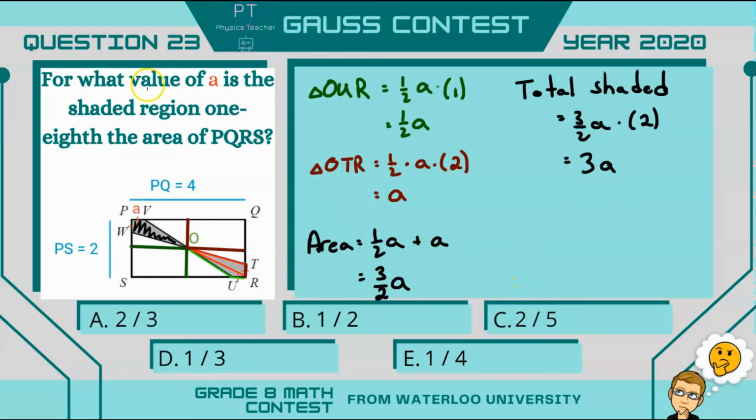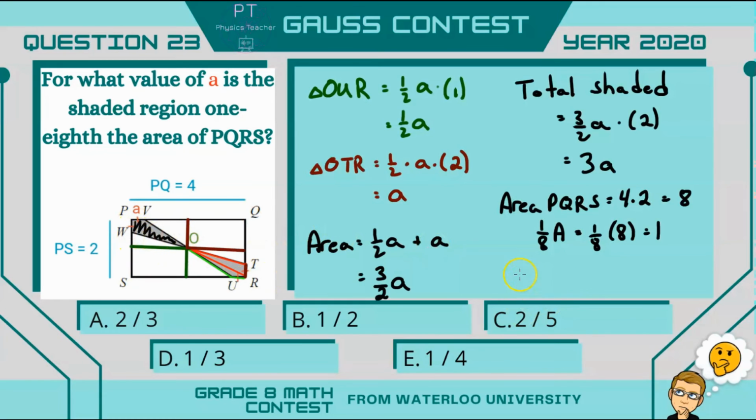Okay, so the question says, what value of A is the shaded area 1/8 the area of PQRS? So the area of PQRS, that's a rectangle, and it has length 4, width 2, so the area is 4 times 2, which is going to be equal to 8. 1/8 of this area, PQRS, would be equal to 1/8 of its area, which is 8, which would be a value of 1. So 1/8 the area of this rectangle is just 1.